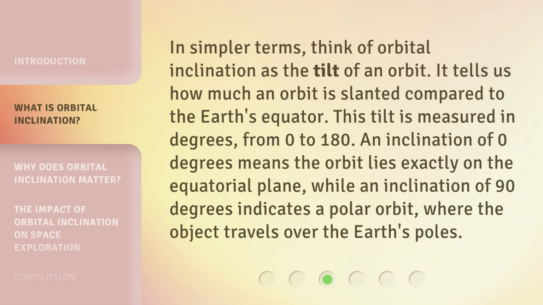In simpler terms, think of orbital inclination as the tilt of an orbit. It tells us how much an orbit is slanted compared to the Earth's equator. This tilt is measured in degrees, from 0 to 180. An inclination of 0 degrees means the orbit lies exactly on the equatorial plane, while an inclination of 90 degrees indicates a polar orbit, where the object travels over the Earth's poles.